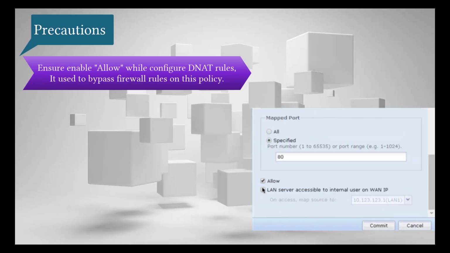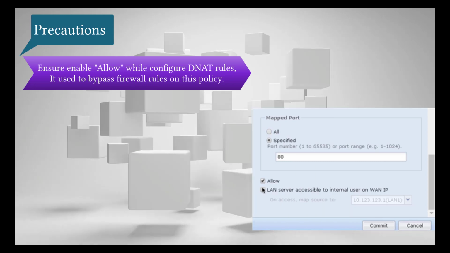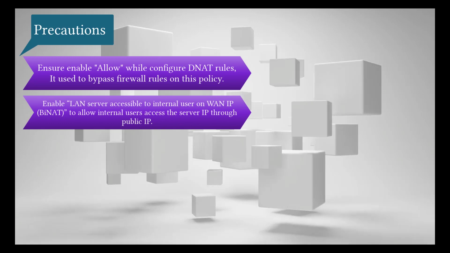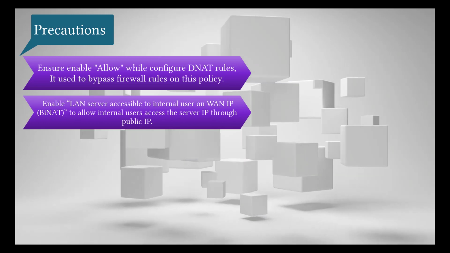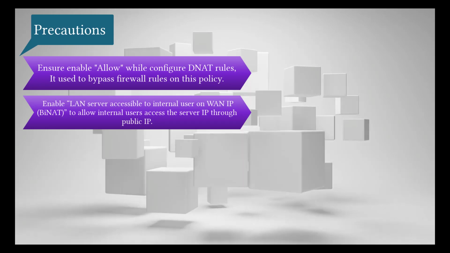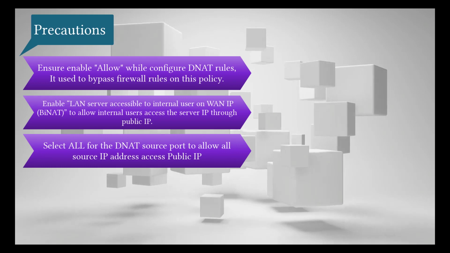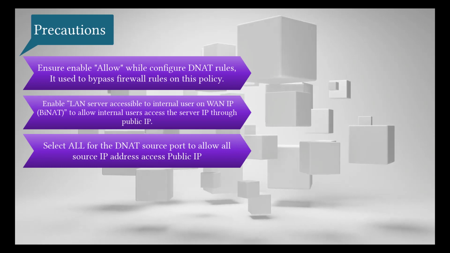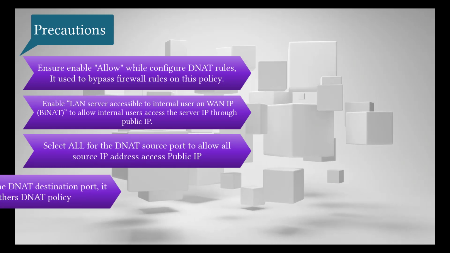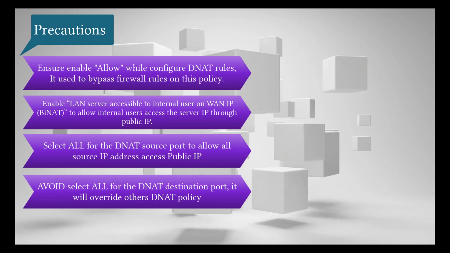Ensure Enable Allow is selected while configuring NAT rules. It is used to bypass firewall rules on this policy. Enable LAN server accessible to internal user on one IP by NAT to allow internal users to access the server IP through the public IP. Select all for the DNAT source port to allow all source IP addresses to access the public IP. Avoid selecting all for the DNAT destination port, as it will override other DNAT policies.